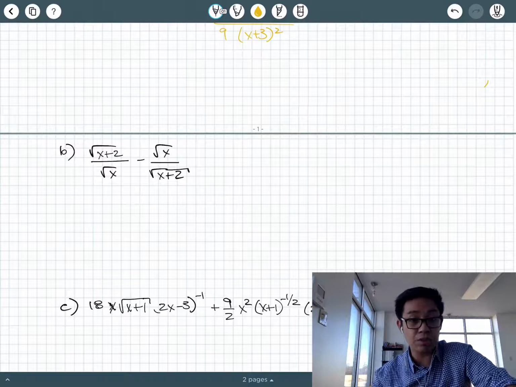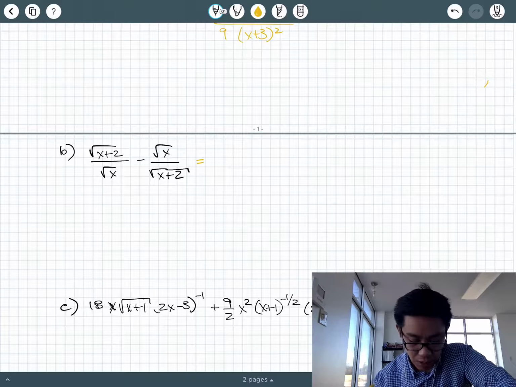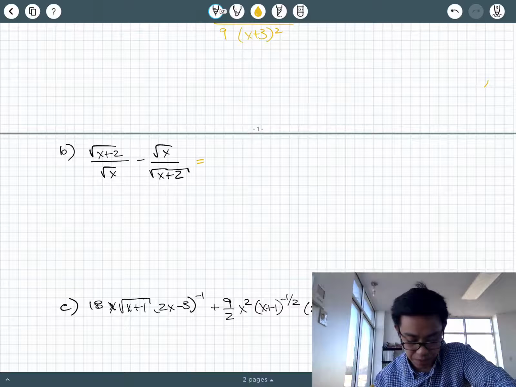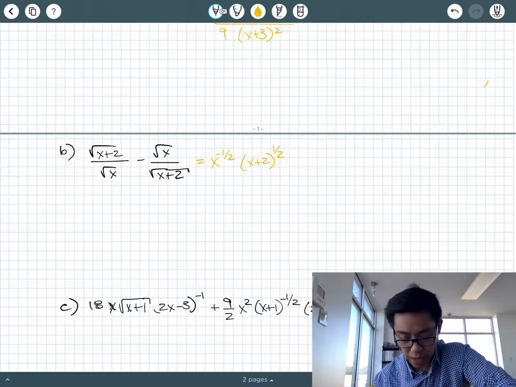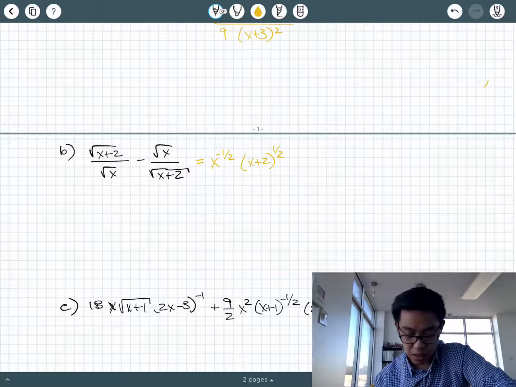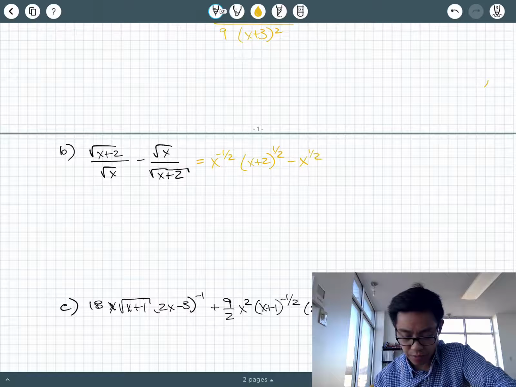So basically just move everything to the middle and change it to rational exponent form. So you'll get x to the negative 1/2 from the bottom guy, and x plus 2 to the 1/2 from the top guy to the 1/2. From the second term, you'll have an x to the 1/2, and then you'll have x plus 2 to the negative 1/2 because it was in the bottom.